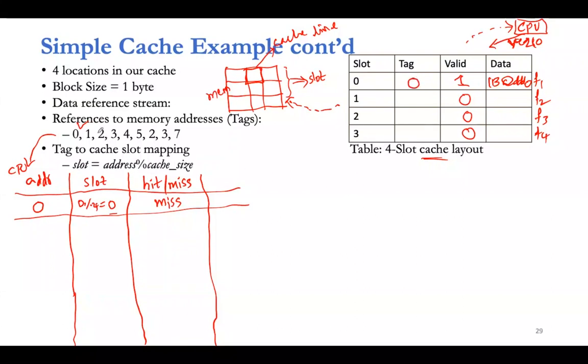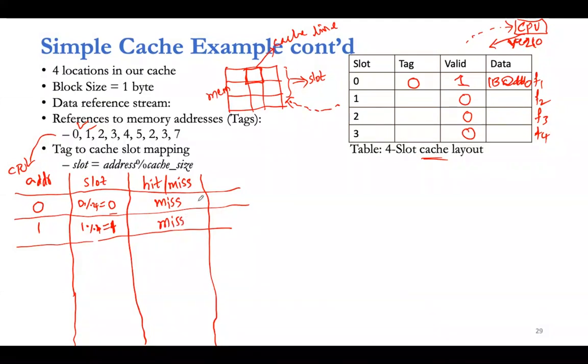The next one is the CPU requesting access to cache line 1. For cache line 1, again it needs to find out in which slot it belongs: 1 modulo 4 gives 1. So then it goes to slot 1 and checks the valid bit. It is 0, which means no data is there. So again cache line 1 is also missing in the cache.